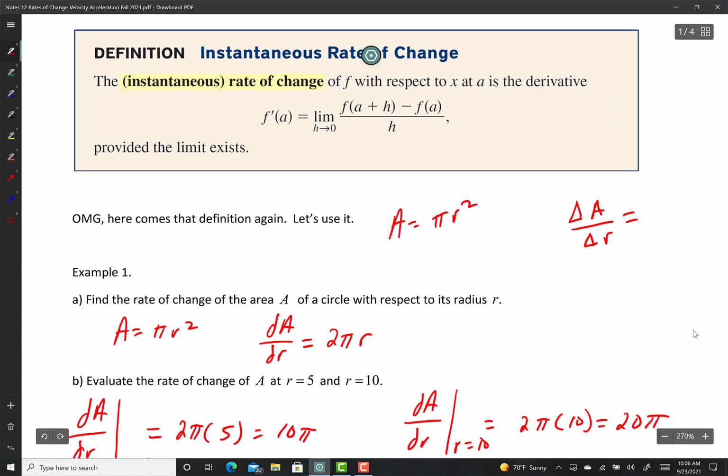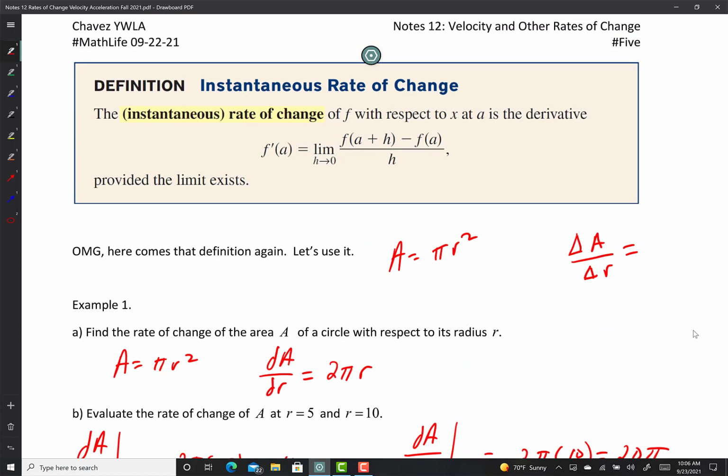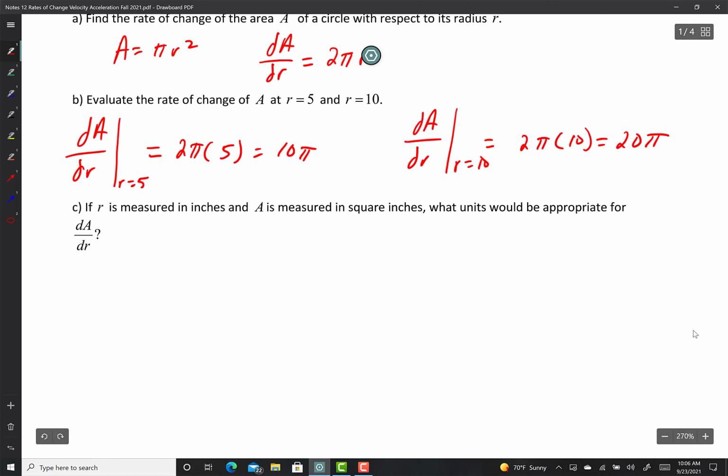What is area? What they just told me. Area is measured in what? Inches squared. Inches squared over inches. Perfect. Do not cancel. Because if you cancel, then it just becomes inches, and that's not what we want. So this is square inches.